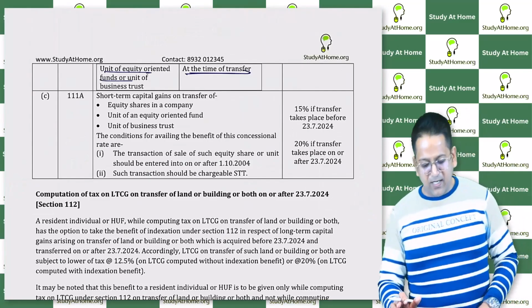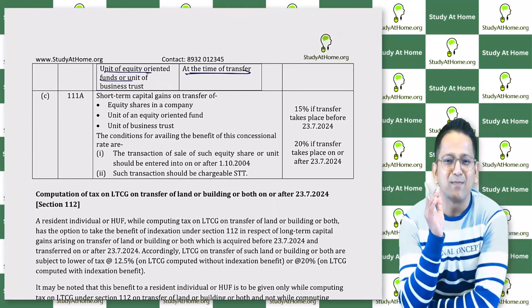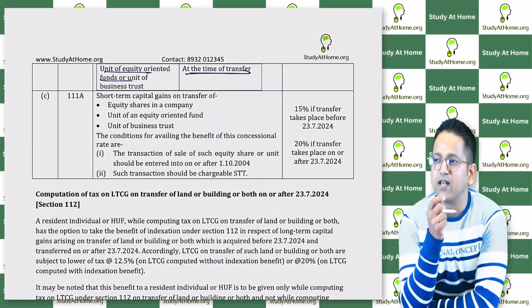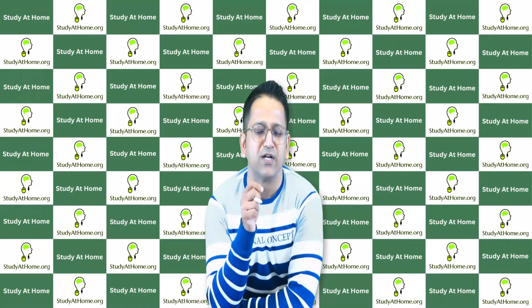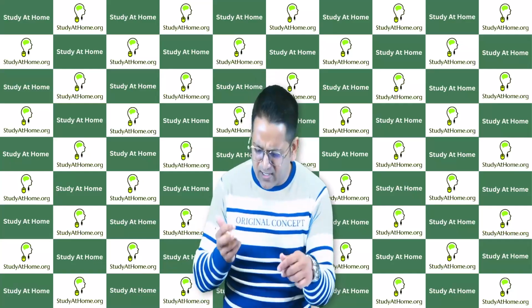Let's talk about short-term capital gain. Let me briefly explain what happens in short-term capital gain first. Like I explained in long-term capital gain, earlier without indexation it was 20. With indexation, how much was it? It was 10. Both were merged to make it 12.5. So what has been done now?